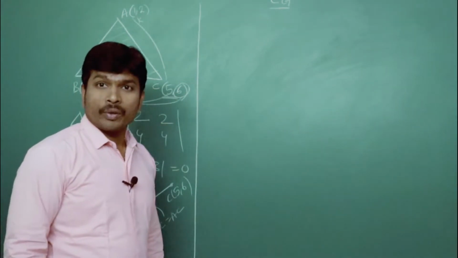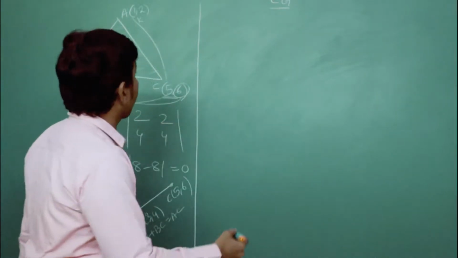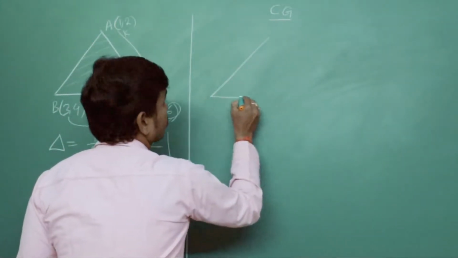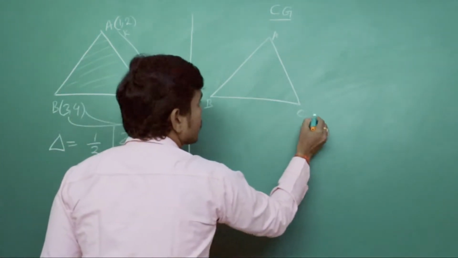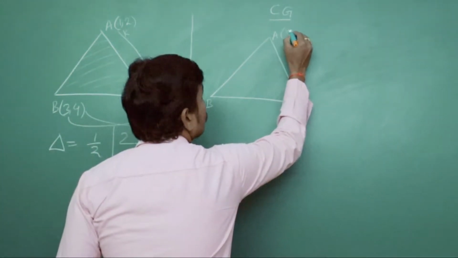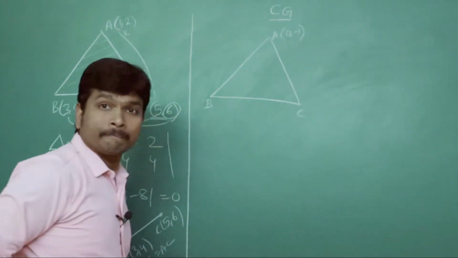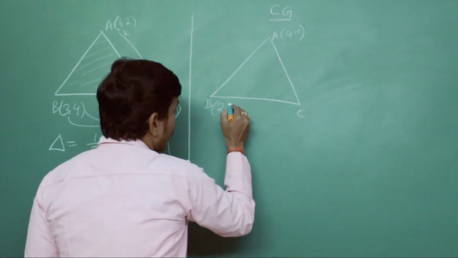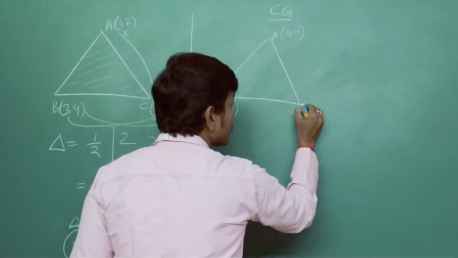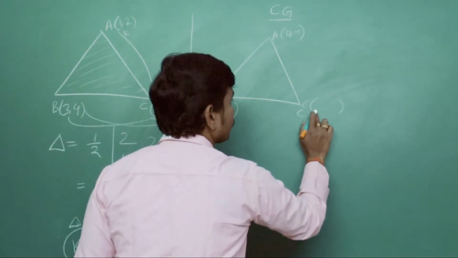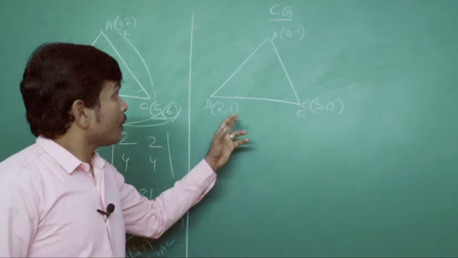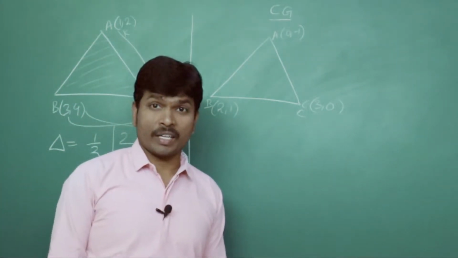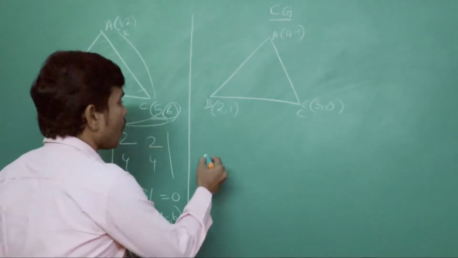One more problem I am giving you. Do it well. This is a triangle ABC. A is (0, -1), B is (2, 1), C is (3, 0). 3 points I have given. Can you find the area? Fatafat, find it now.